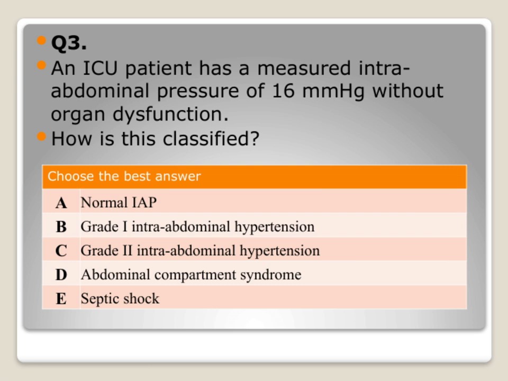So, to answer this question, we would select grade II intra-abdominal hypertension, which corresponds to option C. This classification helps us understand the severity and guides our management decisions accordingly.